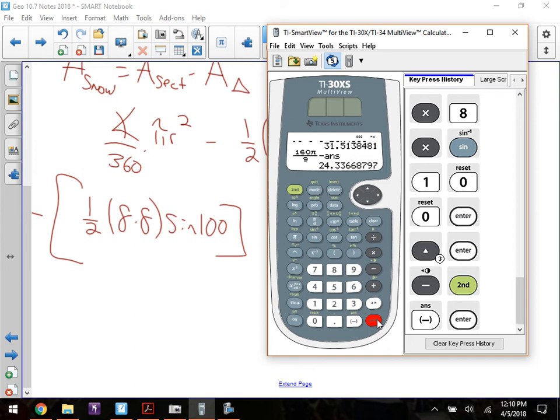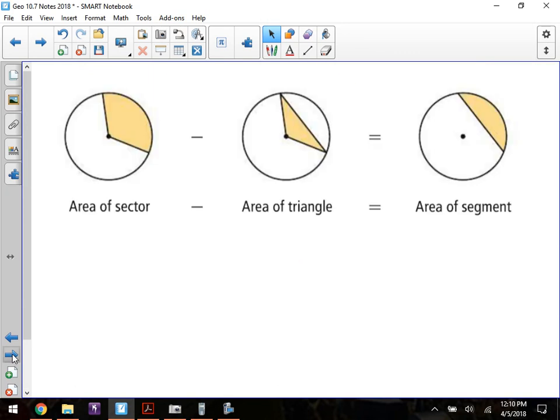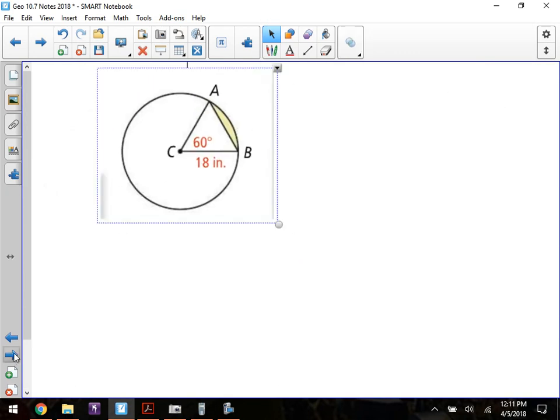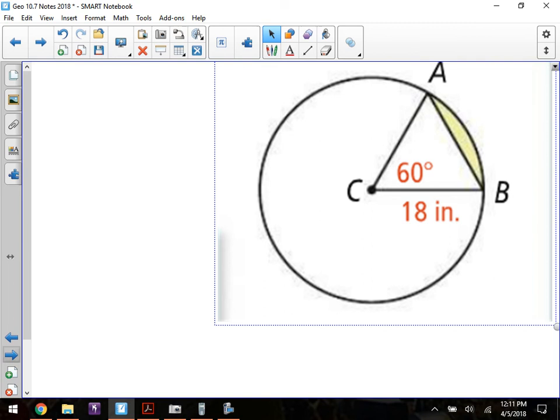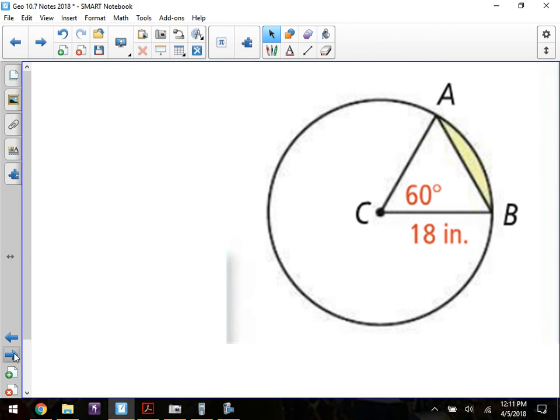Try another one. Try this one. Find the snow in the snow cone. Or the snow on top of the snow cone, or to the right of the snow cone.